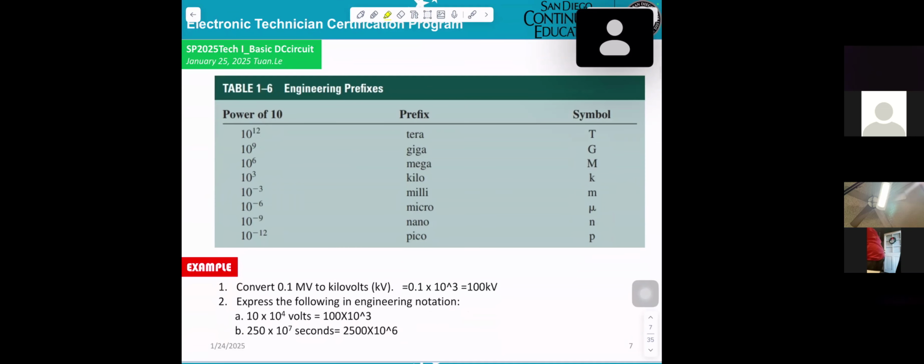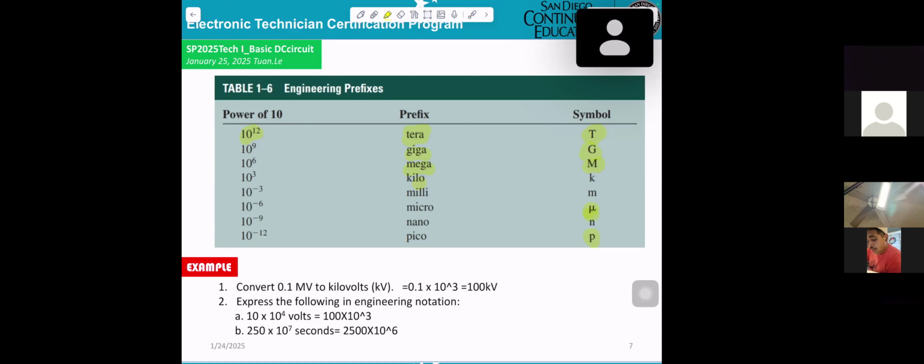Next one, power of 10. 10 to the power of 12, they call tera. The symbol will be capital T. 10 to the power of 9, giga, capital G. Power of 6, mega, capital M. Then kilo, K, milli, m, micro, pico, P.